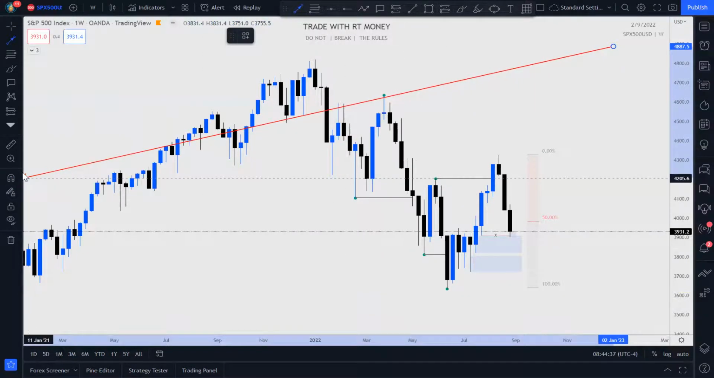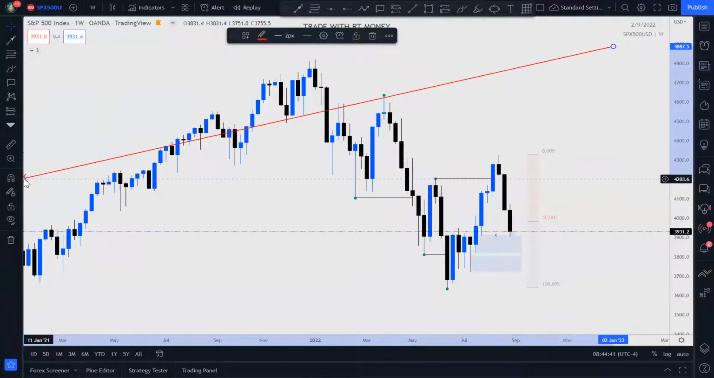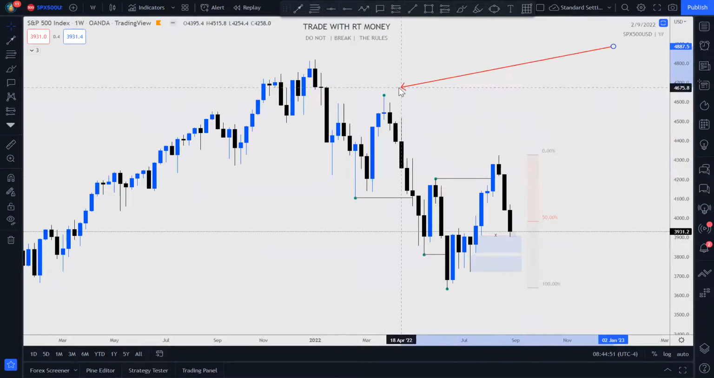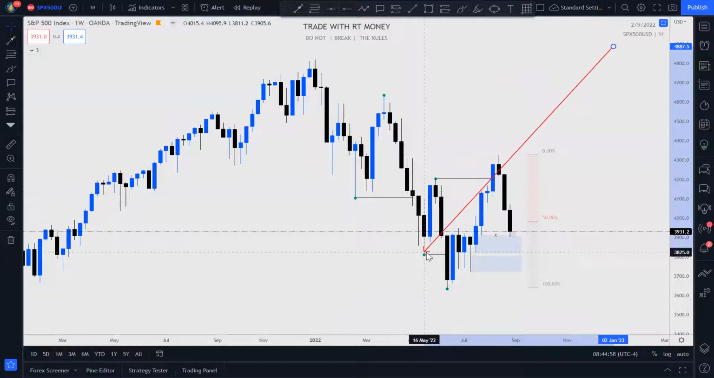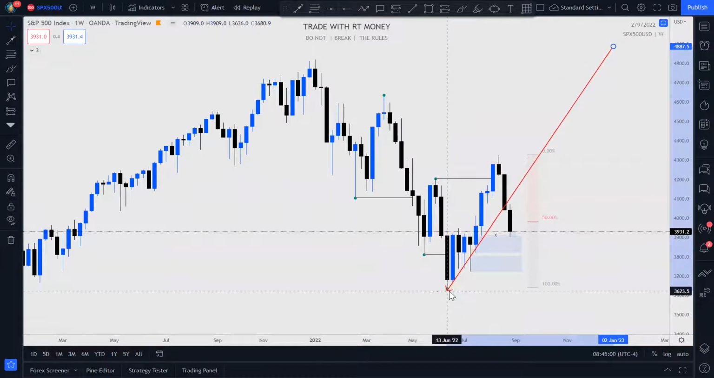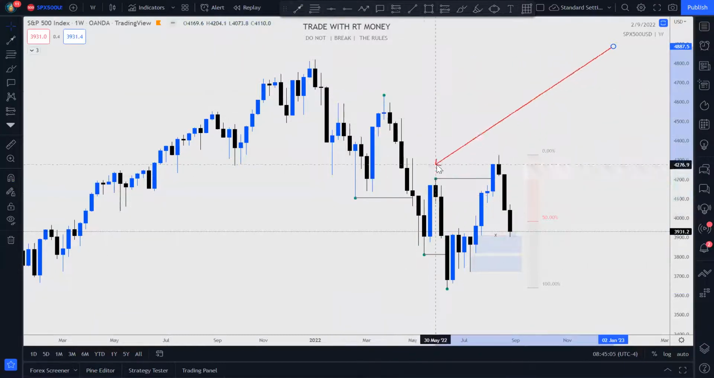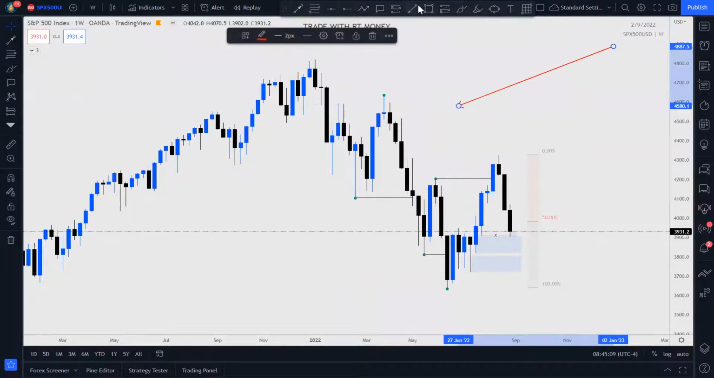Let me turn this off first. All right, and I just messed up everything. If I can just get my pointer back. Okay, now I have these dots at the major structural points. This is a swing low, a swing high, a swing low, a swing high, a swing low. So what we have here is a downtrend, right? Lower low, lower high, lower low, lower high, lower low. And that trend seems to have been broken, right?